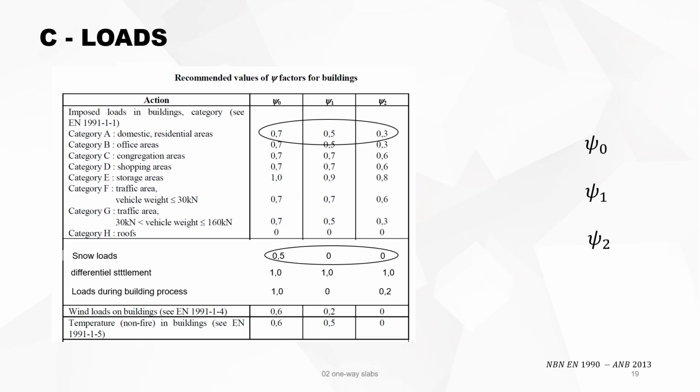Special attention to snow loads. In Belgium, you will see that Psi1 and Psi2 are 0 for snow loads. So it means that if you have a live load different from a snow load, then this live load must not be combined with snow loads. The first-order mobile load can be a snow load, and this one you have to combine with the other loads, but not vice versa.